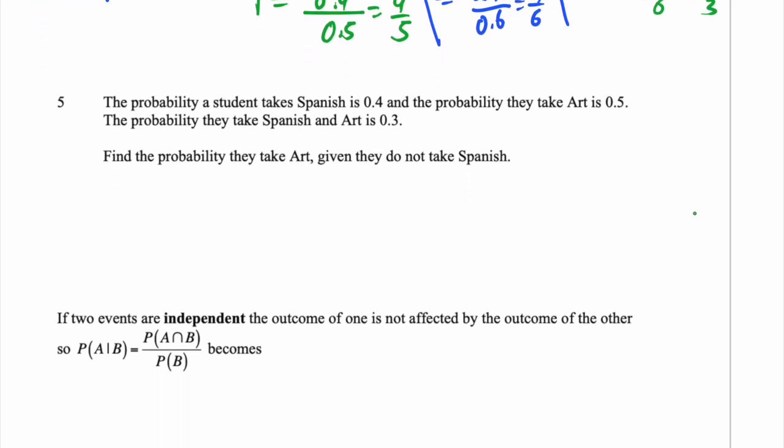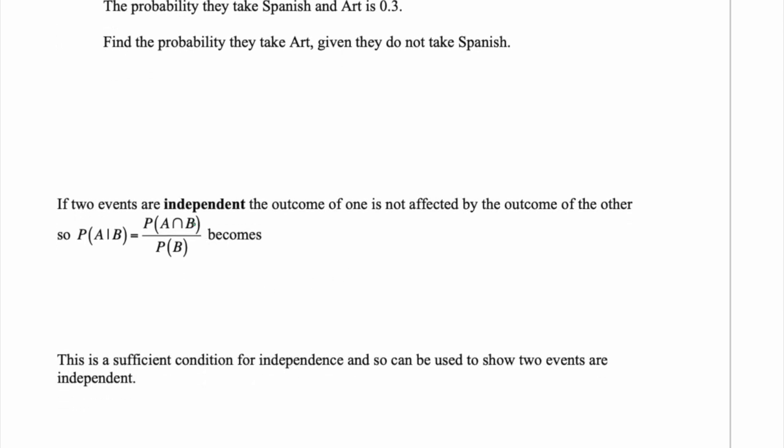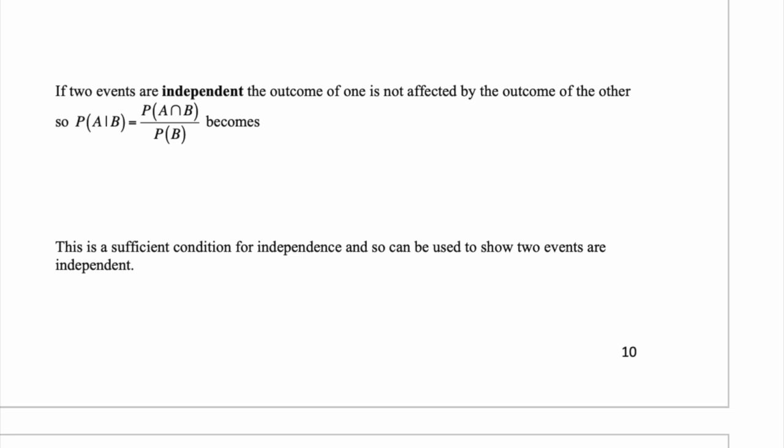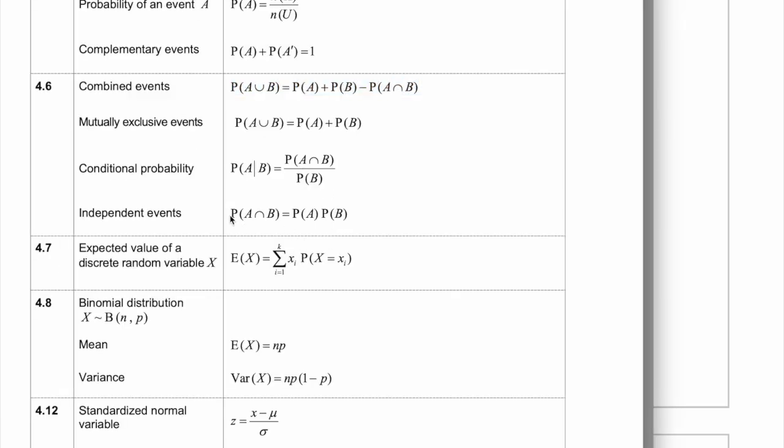Or maybe we'll skip to another one here. No, we need to do this one. This is a little bit different. This one down here. If two events are independent, this is the last formula in our formula booklet. It's the definition of independent events: the probability of A and B equals the probability of A times the probability of B. This is kind of like a definition rather than a formula like the other three.